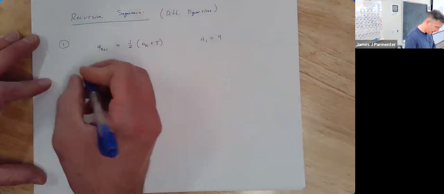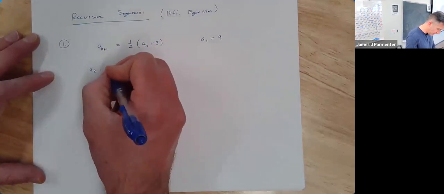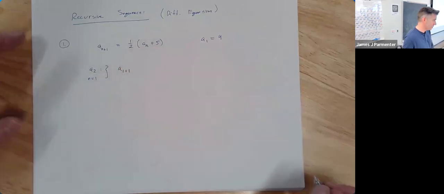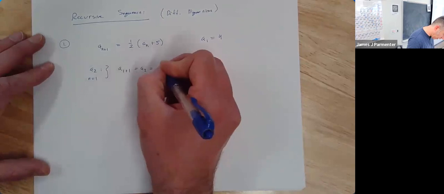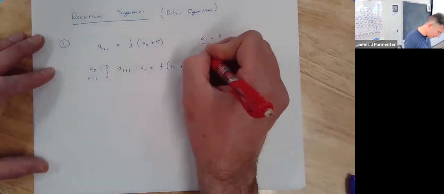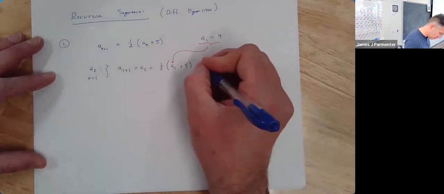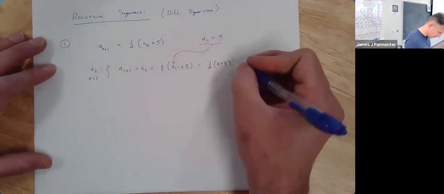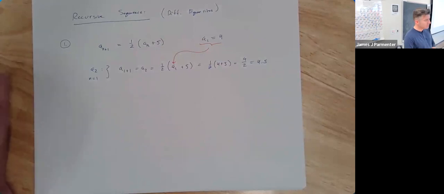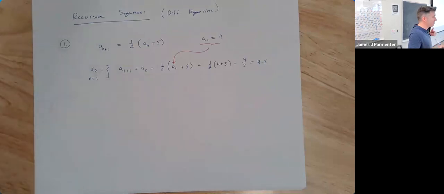To find my second term, a sub 2, I'm going to plug in n equal to 1, because a sub 1 plus 1 is a sub 2, and that's equal to 1/2 times a sub 1 plus 5. But I know a sub 1 is 4. I plug that in and get 1/2 times 4 plus 5, which is 9/2 or 4.5. So that's my second term, and now I can use it to find the third term. But I will point out, unlike the previous example, I can't find the 100th term of this without finding the 99 terms that come before it. I have to find each term to get the next term. There's no other way to do it usually.